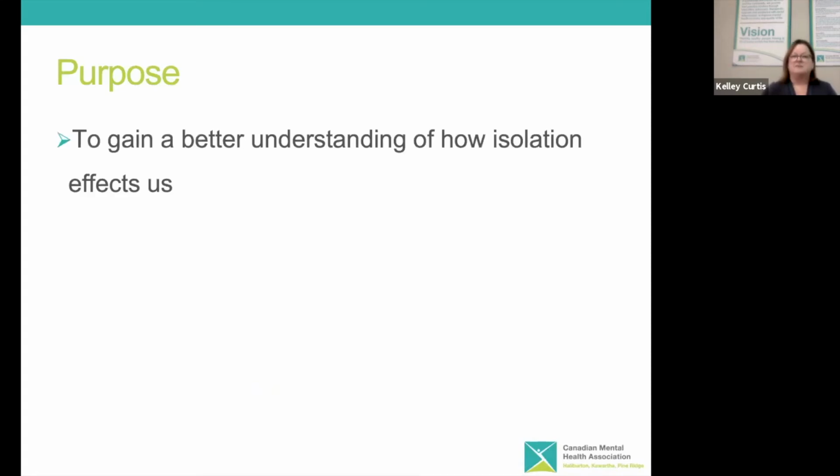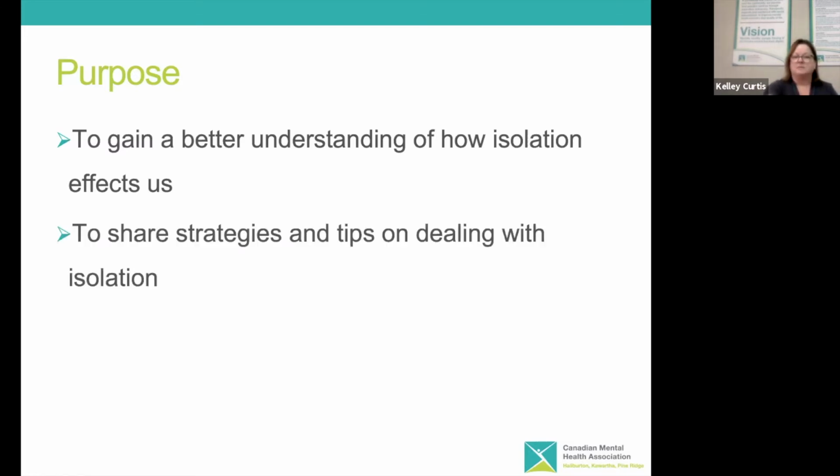We are here to talk about understanding some of those effects that isolation may be having on us, some of the physical and emotional effects, because it's always a good idea for people to be able to understand or recognize what they're experiencing, as well as to normalize that kind of a conversation. We'll also talk a little bit about some strategies and tips on how we might best deal with some of these feelings that we might be experiencing at this time.